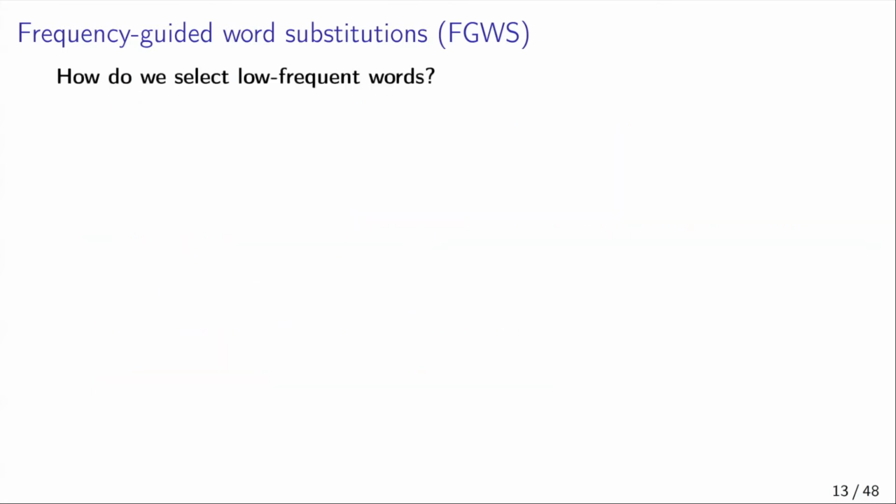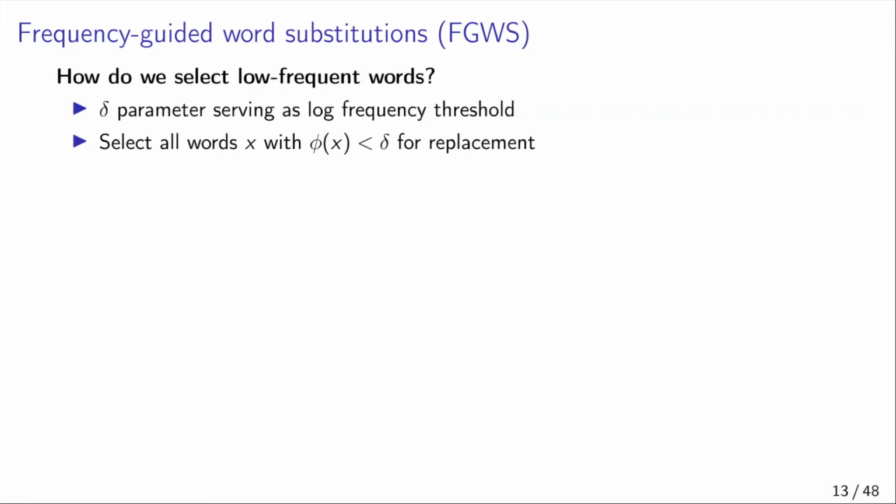There are two questions that come up when talking about this approach. The first one is, how do we select low frequent words? For this, we use a delta parameter that serves as a low frequency threshold. For all of the words X, where the phi function represents the frequency, that have a frequency lower than delta, we consider those for replacement. Then we replace each of those low frequent words with its most frequent semantically similar word. To find those semantically similar words, we can again use, for example, WordNet or a pre-trained embedding space.